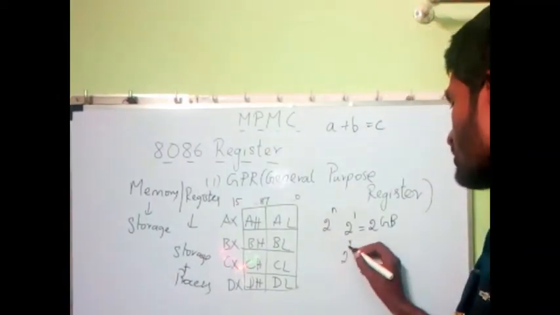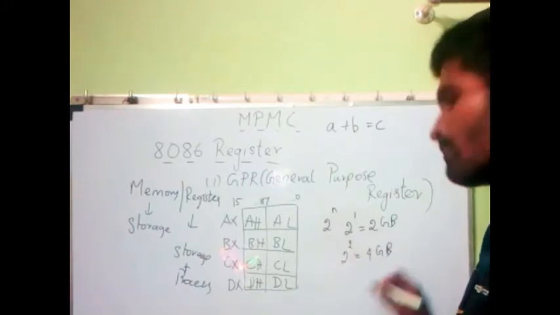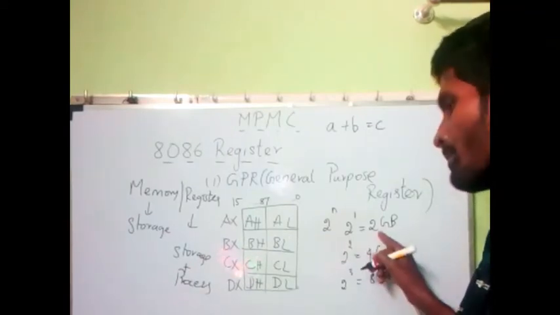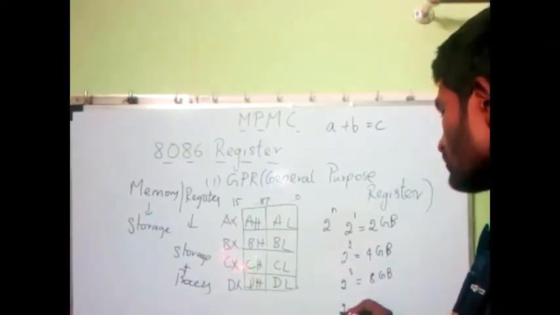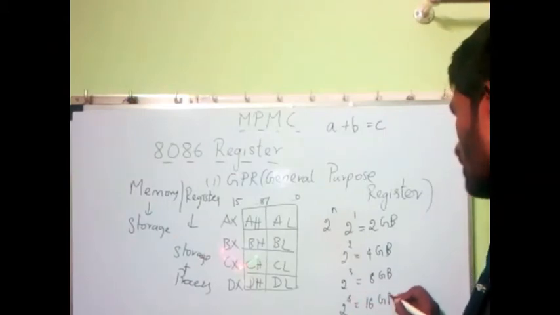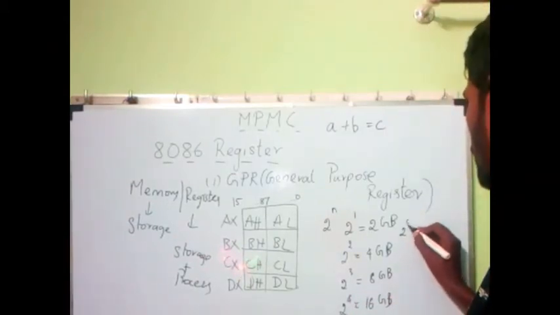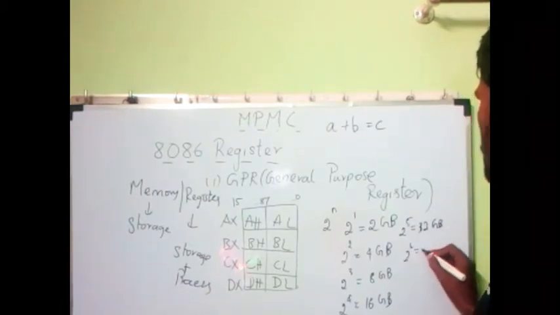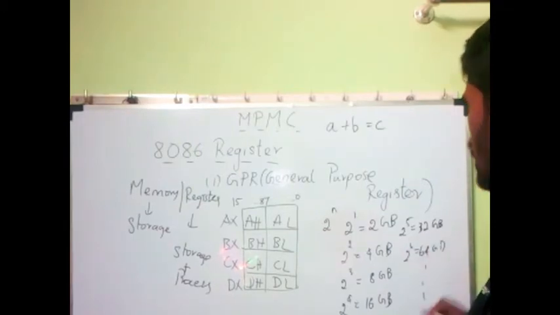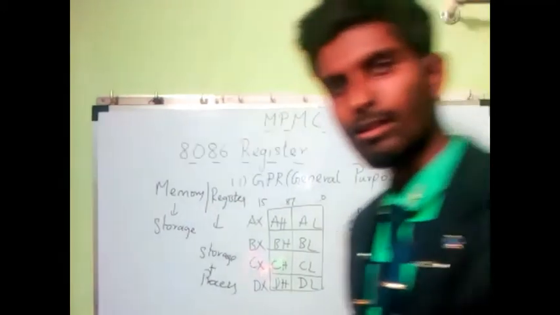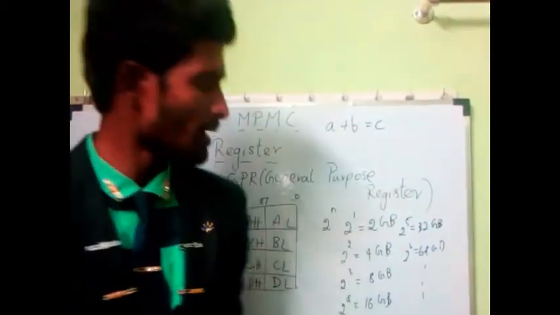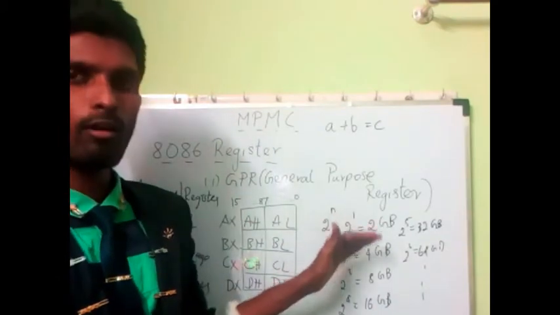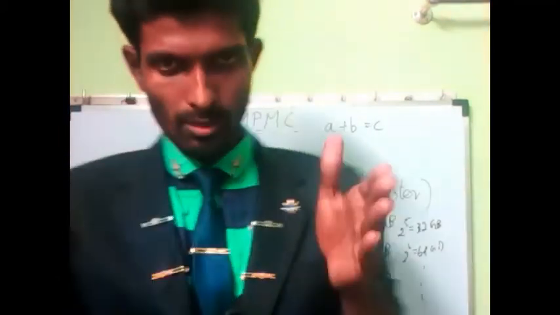And 2 power 2 is equal to 4 GB. That's sure, right? And 2 power 3 equals 8 GB. 2 GB pen drive, 4 GB pen drive, 8 GB pen drive. And then 2 power 4, 16 GB. Then 2 power 5, 32 GB. And 2 power 6, 64 GB, and it goes on. So your pen drive gets variation of memory based upon the 2 power range. This is the way of ordering all this data in a particular register.